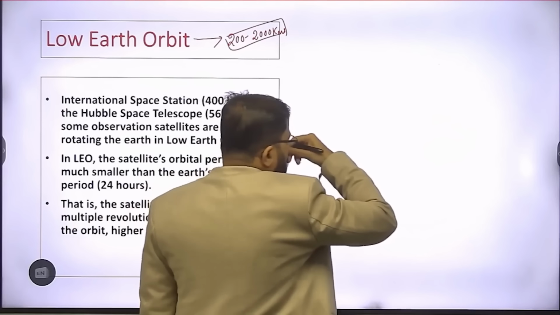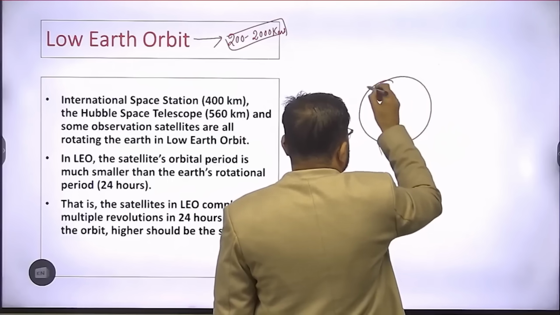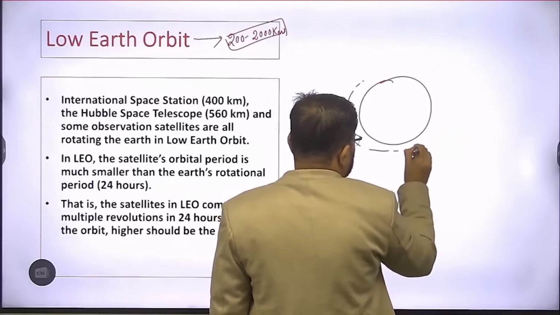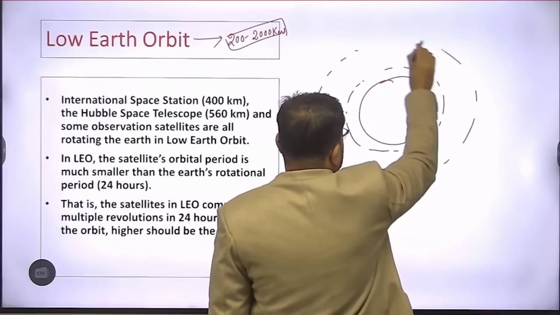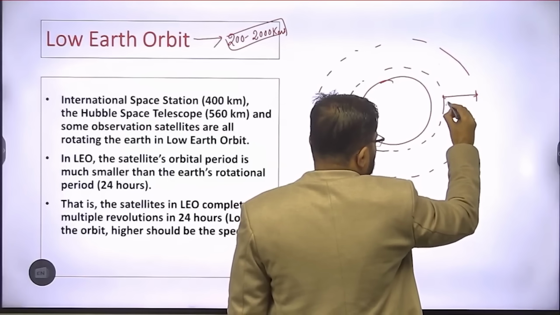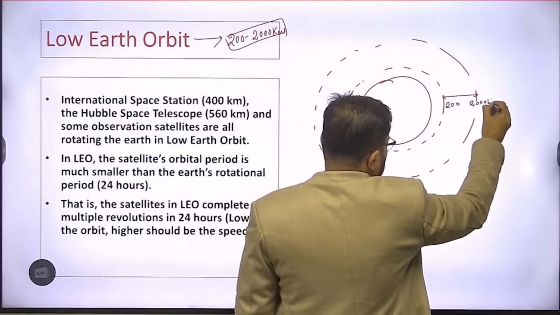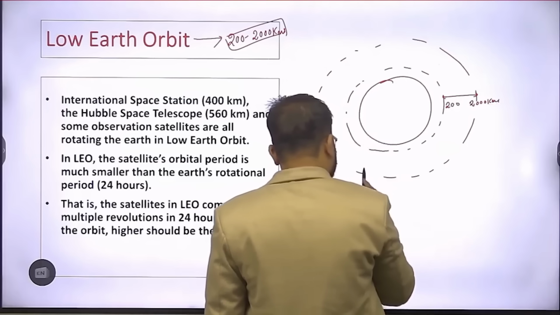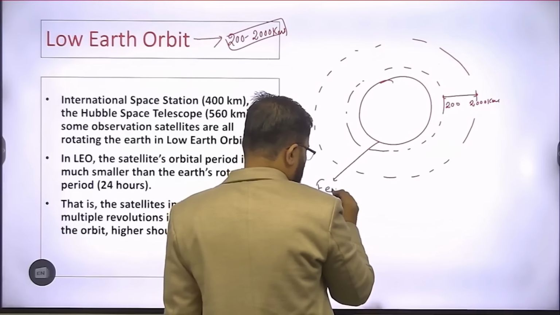Consider this is the Earth. This is your low Earth orbit. The range of a low Earth orbit is 200 to 2000 kilometers. Now, different features associated with the low Earth orbit. Features.